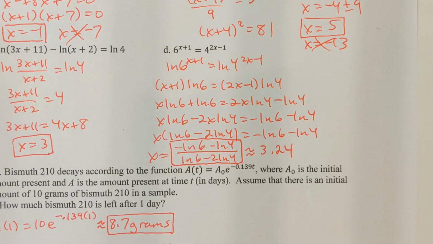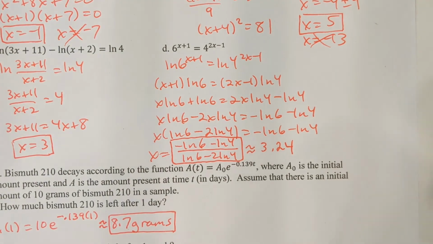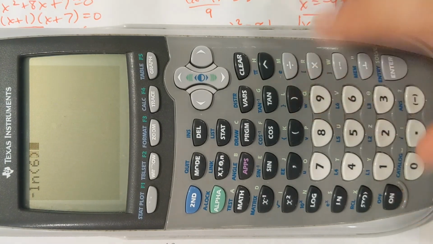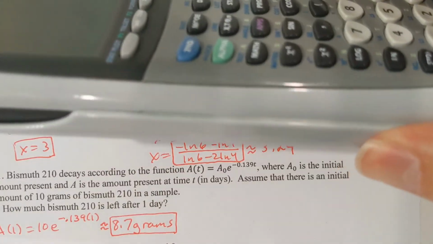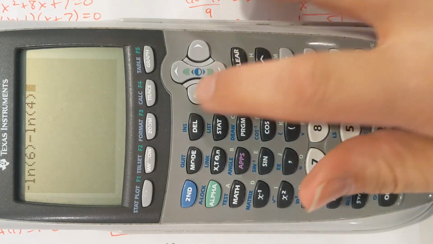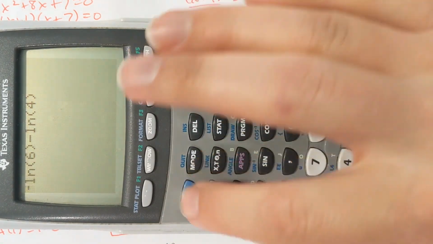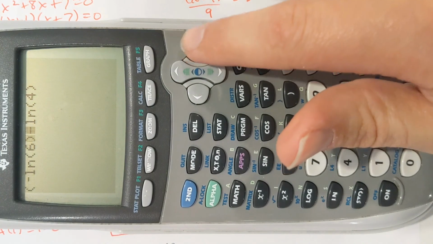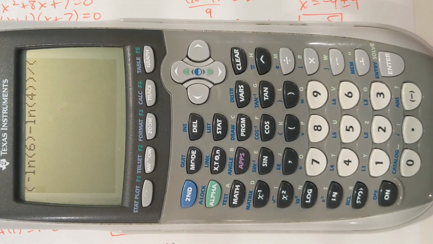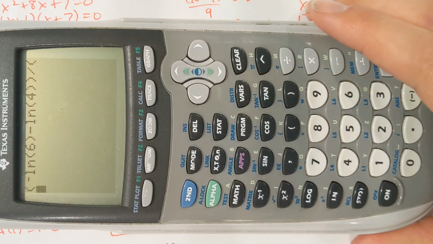If you were to type this into the calculator, here's how that would look. It's going to be negative ln 6 minus ln 4. And actually I'm going to want parentheses around this entire thing here, since I want to make sure that the calculator divides at the very end. Make sure that you have that. If you don't have the parentheses, you won't get the right answer there.